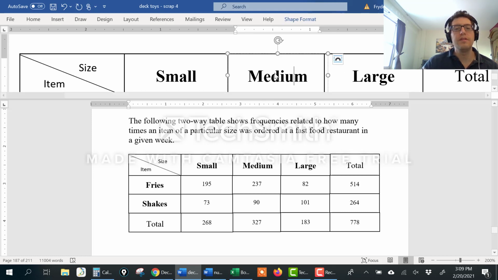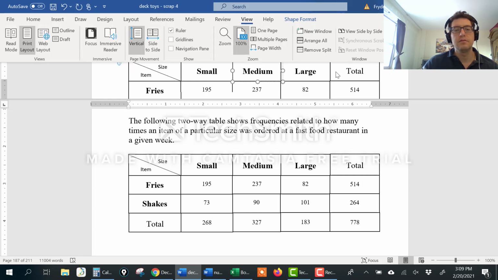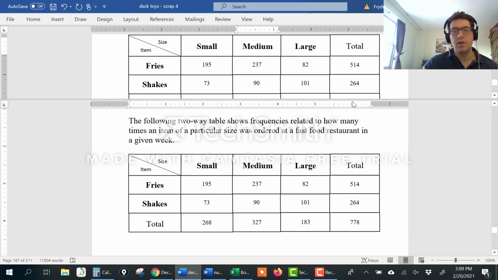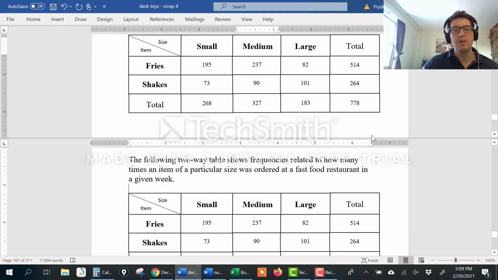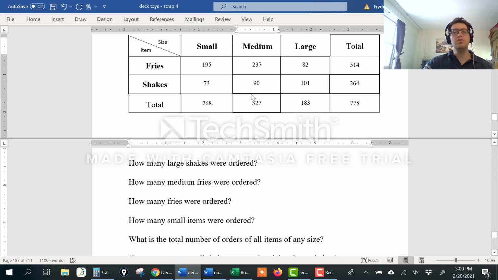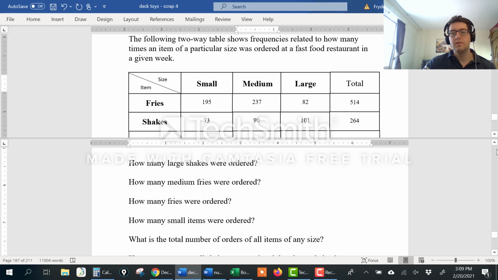So I want this to be up here now. And I want my questions to be down here. Okay, so that's good. So let's use this frequency table. Can I squeeze that in also? No, I don't think so.